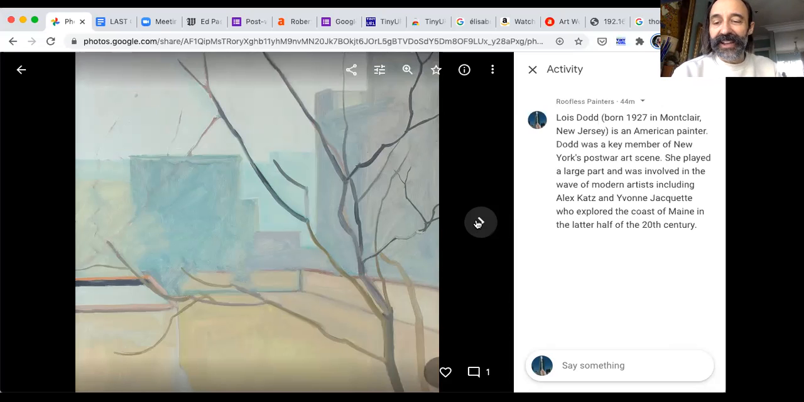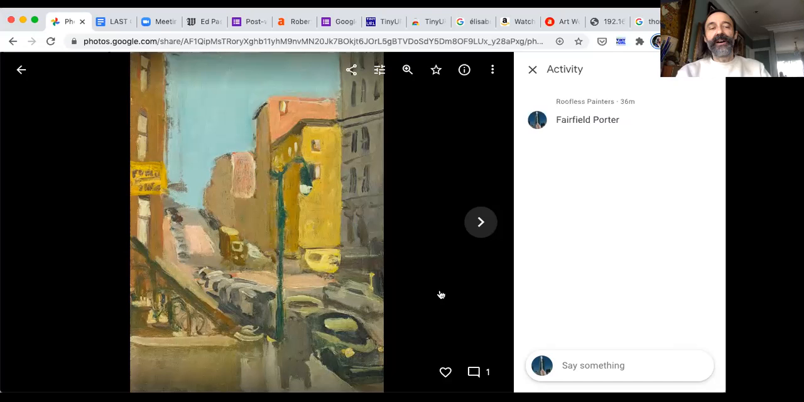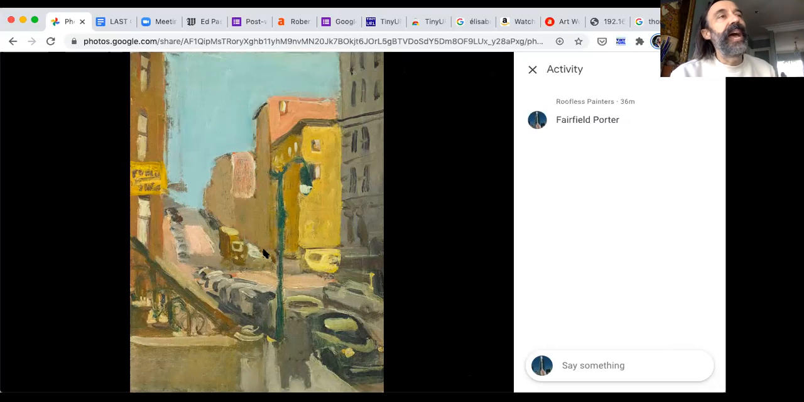Anyhow, she's a contemporary of Alex Katz, but again, she doesn't get the attention. And finally, I think finally, Fairfield Porter. He was a Northern California painter and not very well known, but he has a lot of fans. And he was a realistic painter.